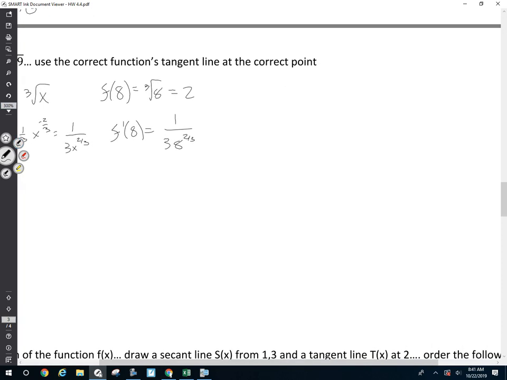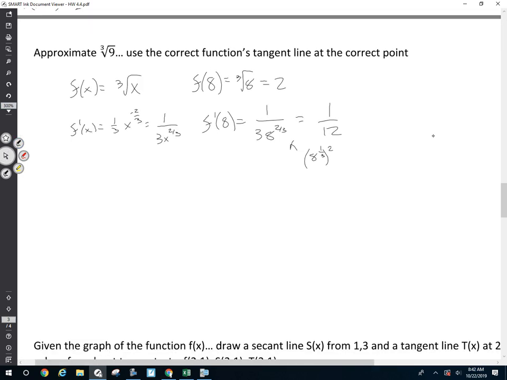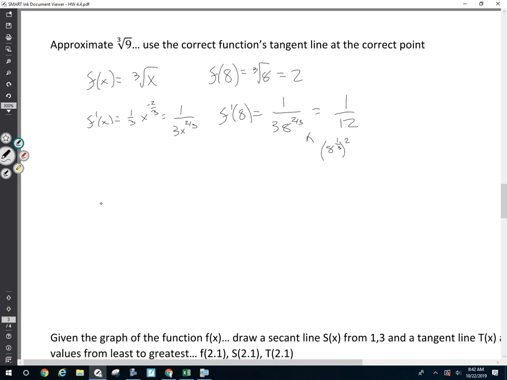Please know how to do 8 to the 2/3. That's 8 to the 1/3 squared. You can write this fraction as a power to a power. That's 2 squared, which is 4. 4 times 3 is 1/12. So I got 8, 2, and the slope of 1/12. The slope is 1/12. So y minus 2 equals 1/12 times (x minus 8).